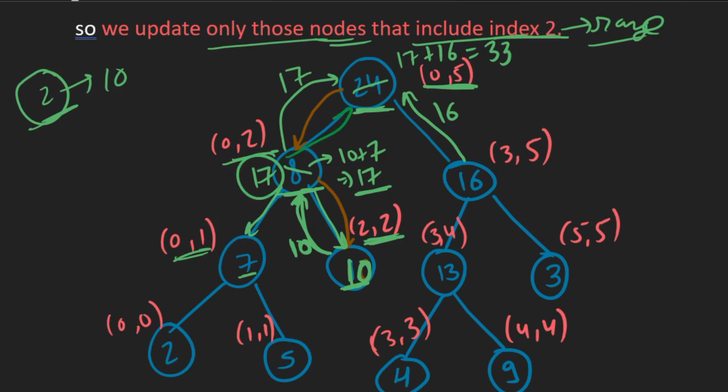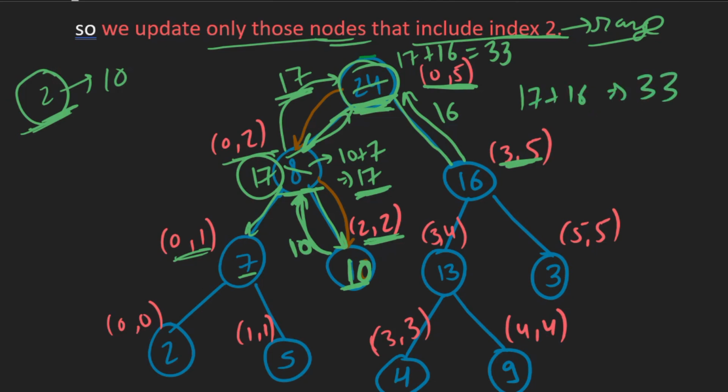Then we again go back, right? So here this node will take the value from the left child, which is 17. Then we see the right node has the range 3 to 5, so it doesn't include 2 in its range, so it will return nothing. So this node will take the value from the left child. The left child's updated value is 17 and the right child's value is 16. So 17 plus 16, the value is 33.